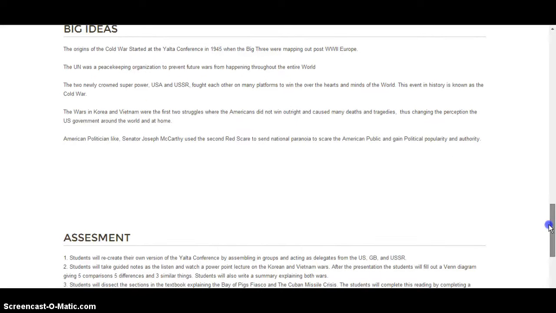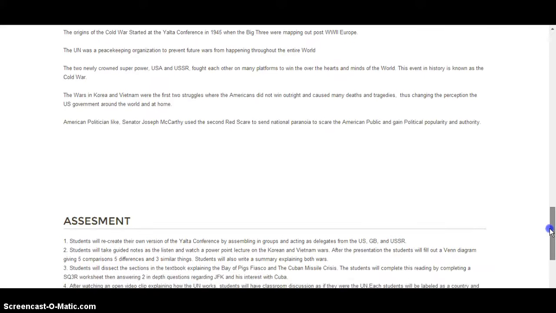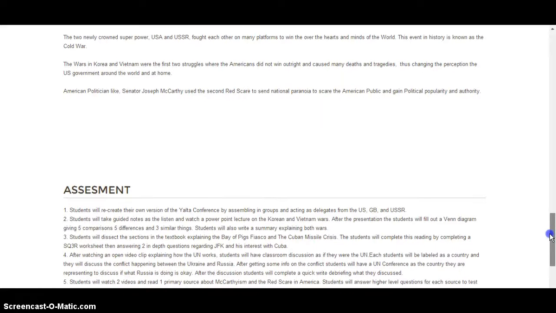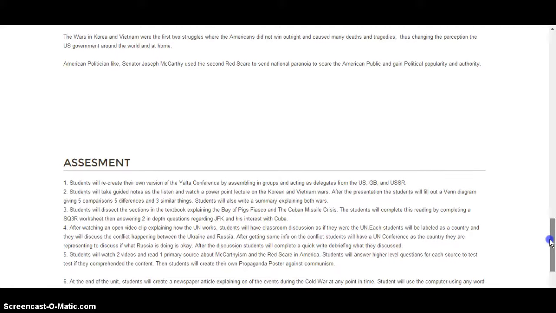Number two is the UN was a peacekeeping organization to prevent future wars from happening throughout the world. So now we have this world police that's going to protect the world from going into the next World War III. Two newly crowned superpowers, United States and Soviet Union, fought each other on many platforms to win over the hearts and minds of the world. This event in history is known as the Cold War. So pretty much post-World War II to 1991 is known as the Cold War.